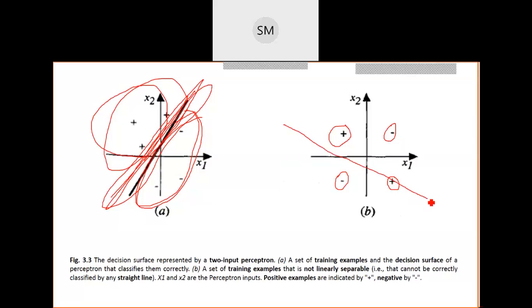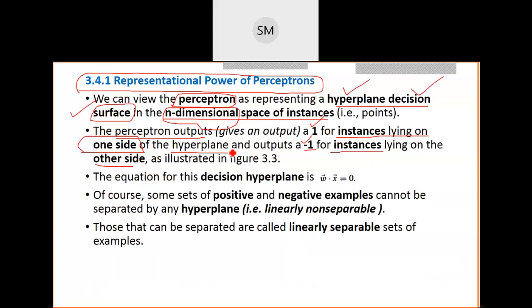Such examples are called non-separable training examples. Remember this word, non-separable training examples. But these other training examples are separable training examples. Just for your understanding, I have shown you that diagram. On one side of that surface we get the output as 1, and on the other side we get the output as -1.